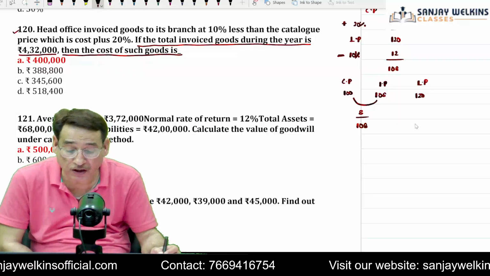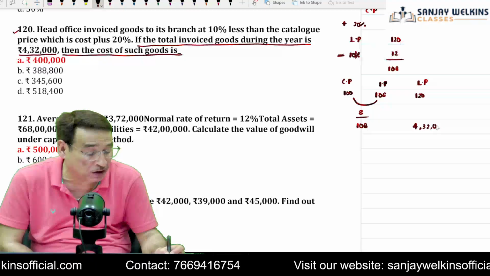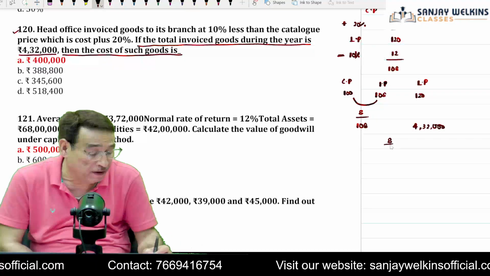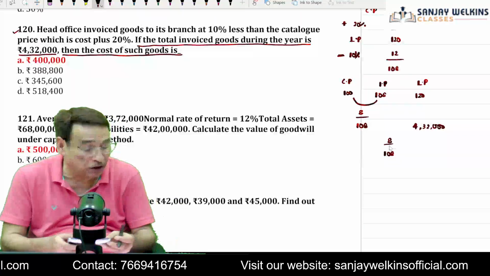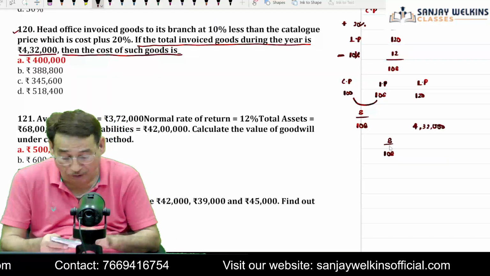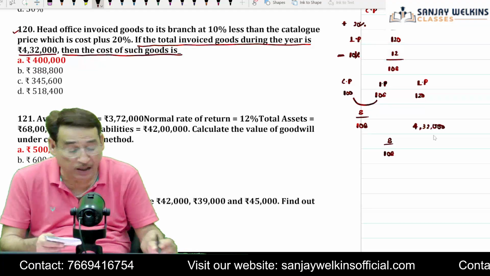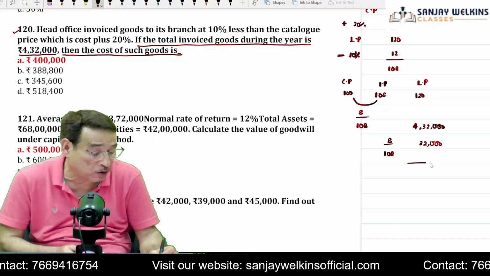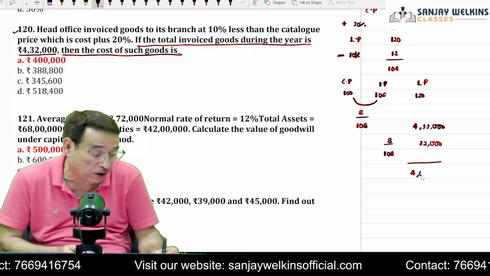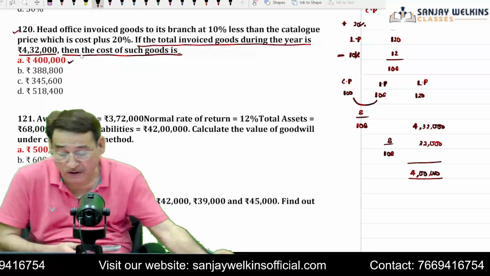Now it is given in the question that goods have been invoiced at 4,32,000. This is the invoice price of the goods. So if I apply this rate, I will be able to find out the loading. The loading will be 4,32,000 into 8 divided by 108, that is equal to 32,000. So loading is equal to 32,000 and the cost price of the goods will be equal to 4 lakh. Is it clear to you or not? So this will be your answer.